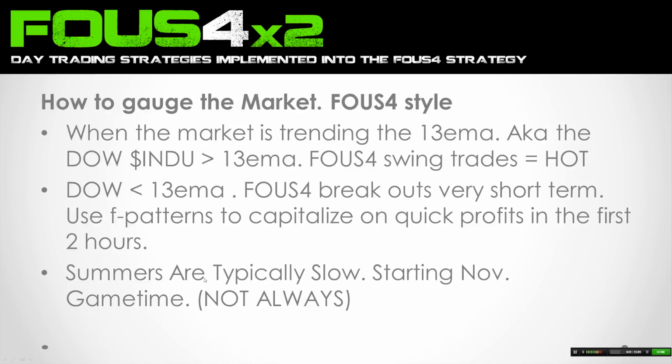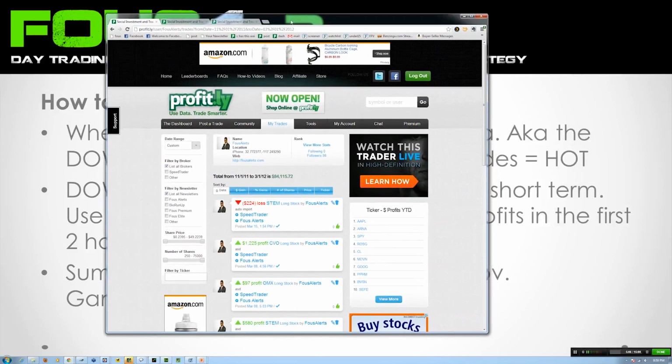November through about March is usually when I do very well. For example, let's just look at my Profitly chart here. This is from November 1st, 2011 to March 1st, 2012, and I had verified profits of $84,000. So in about 4 or 5 months right there, I just killed it. Just lots of great trades that rolled through here, and consistent patterns that were coming forward.